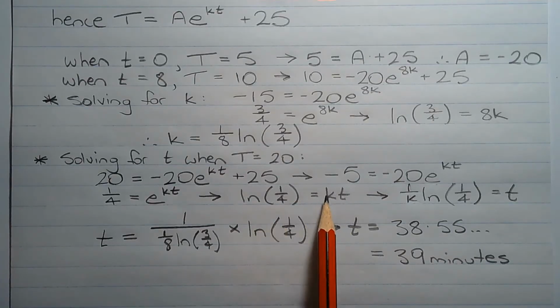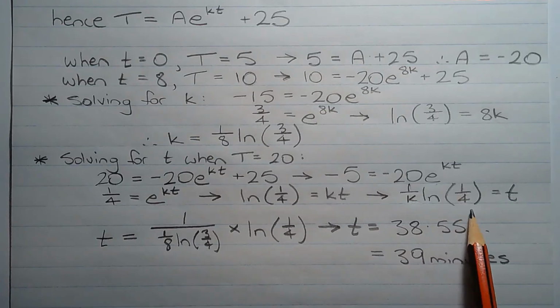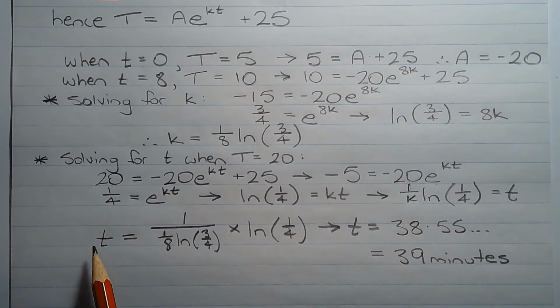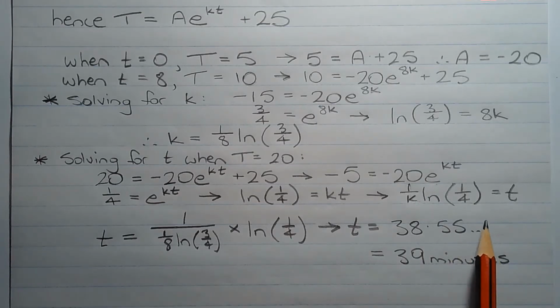Dividing both sides of the equation by k, we get 1 over k multiplied by ln of 1/4 is equal to t. And we can substitute in now the value for k. So t is equal to 1 over 8 multiplied by ln of 3/4 multiplied by ln of 1/4. And we get t is equal to 38.55 minutes. And rounding this value to the nearest whole number, we get 39 minutes.